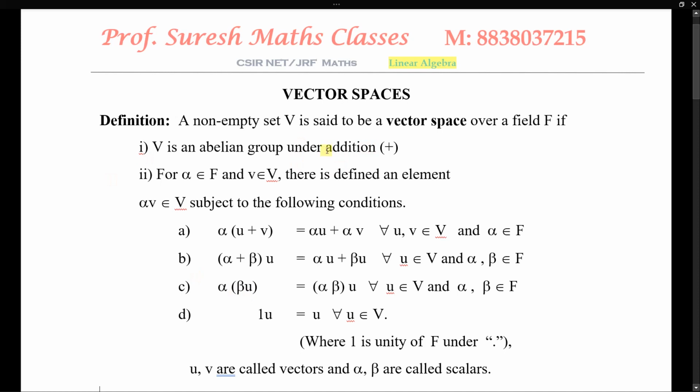What is the difference between a group and a vector space? In a group we consider only one set of elements under one operation, but here we have two sets of elements. One is called the vector set and the second one is called the scalar set, and two different types of operations. One is vector addition and the second one is scalar multiplication. So that is the difference between vector space and group.